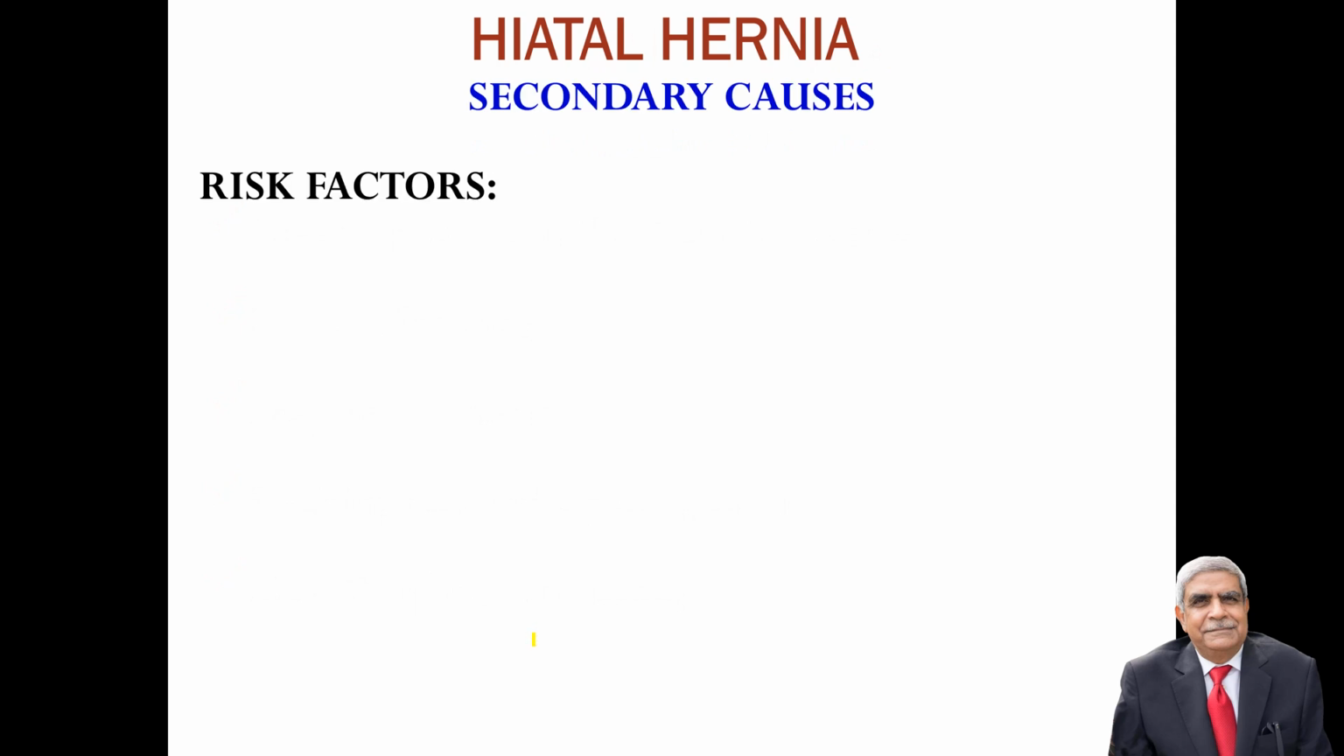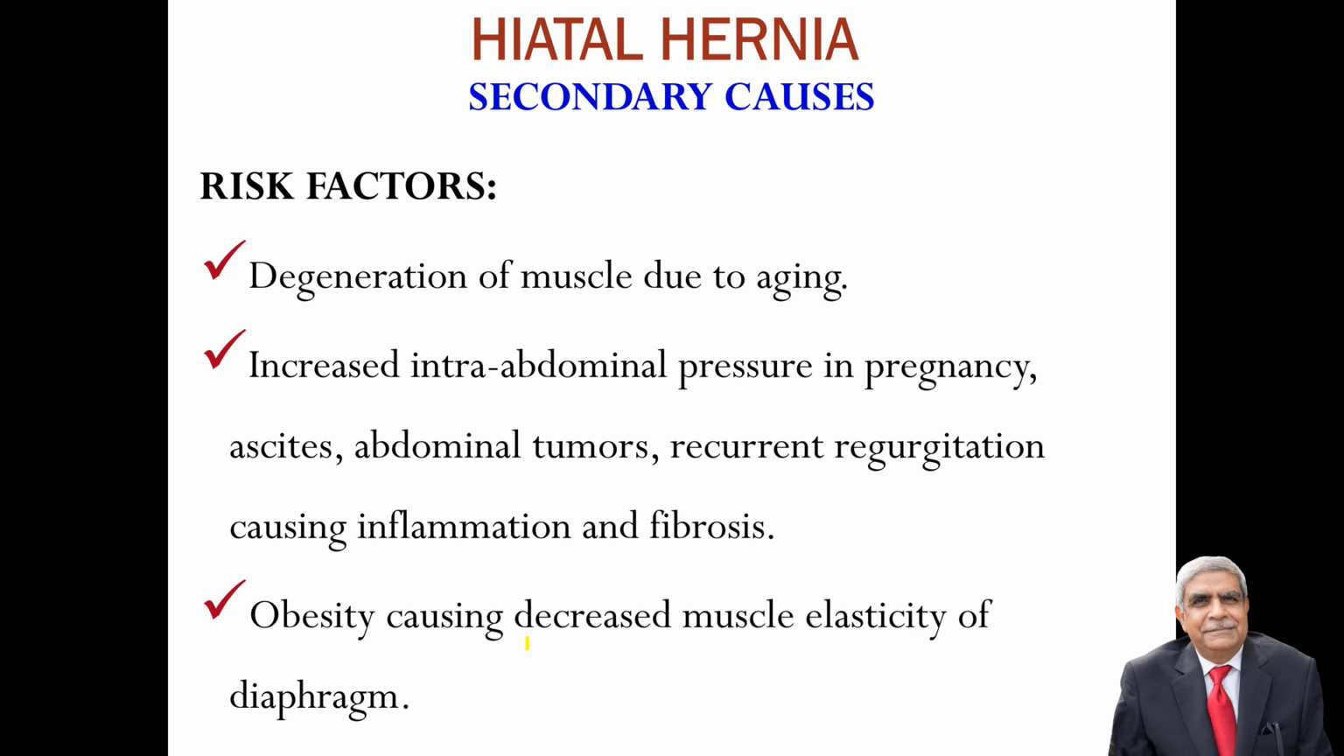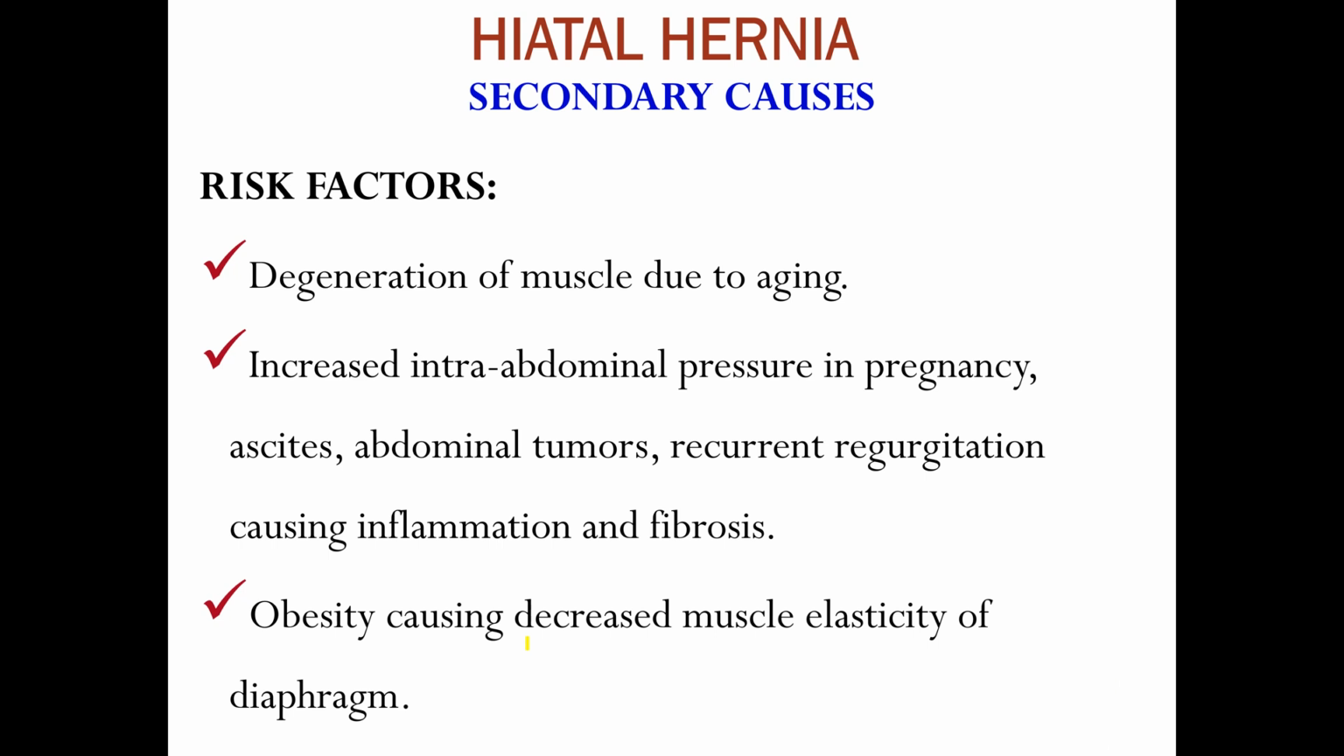Risk factors are degeneration of muscle due to aging, increased intra-abdominal pressure in pregnancy, ascites, abdominal tumors, and recurrent regurgitation causing inflammation and fibrosis. Inflammation and fibrosis of what? Of course, of the esophagus. Obesity causes decreased elasticity of the diaphragm muscle when there is abdominal obesity.